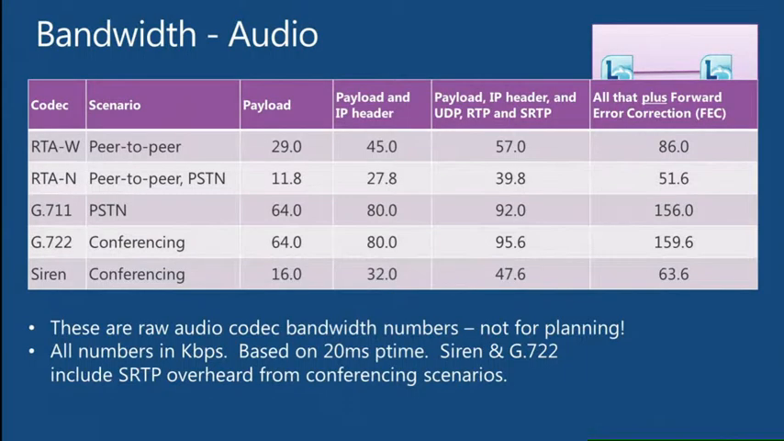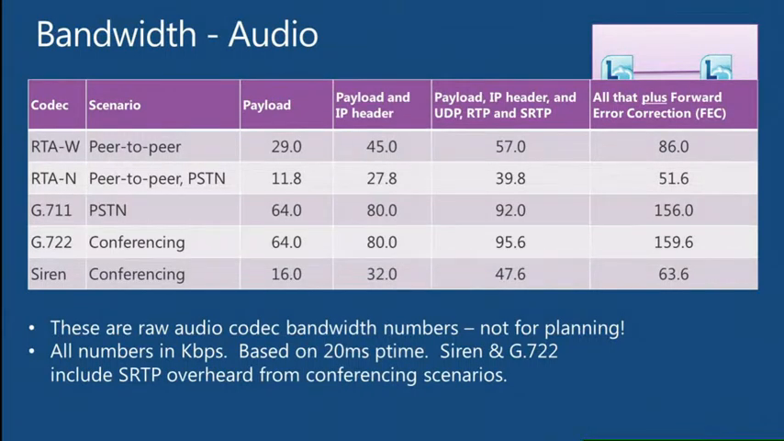And by the time all of that is said and done, when we talk about the fully loaded set of bits for Lync, we're talking about this section right here: this payload, IP header, UDP, RTP, and SRTP. So the idea is that we have a raw number of, for example, G711 is 64 kilobits per second.